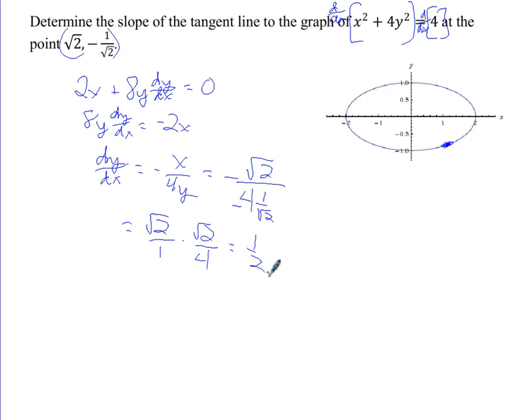We did get a positive slope. It isn't steep. It's very shallow, actually, and it does seem like my tangent line could have a slope of 1/2 here. So there you go. All right, that's how you do these problems. It didn't say give me an equation. It just said find the slope, so I did.